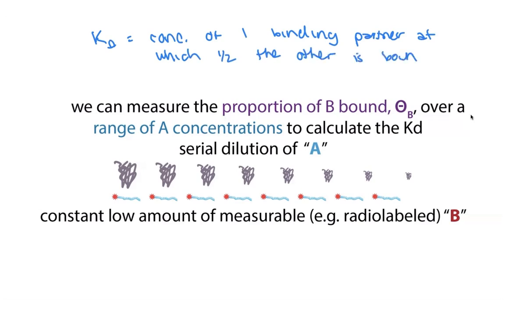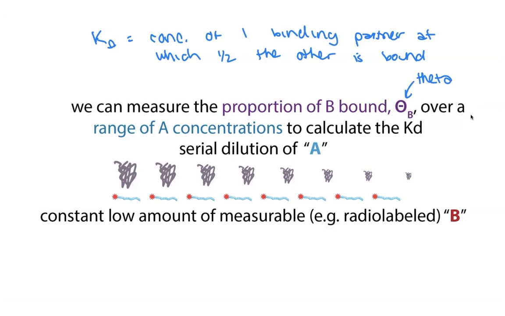And we'll look mathematically at why this is in a minute. But basically, we have this connection between the concentration of one binding partner and the probability that we're going to find the other partner married to it. So if we can measure the proportion of B bound, which we often abbreviate as theta B, over a range of concentrations of A, we can then calculate the KD.